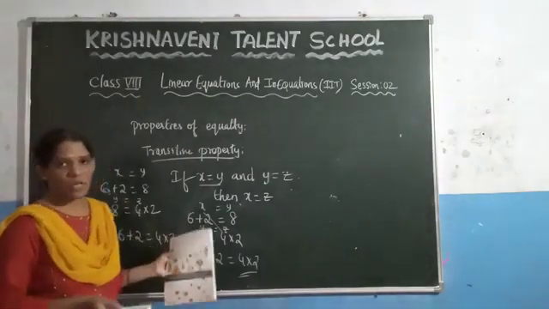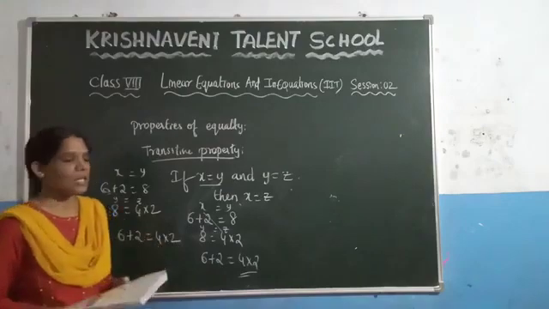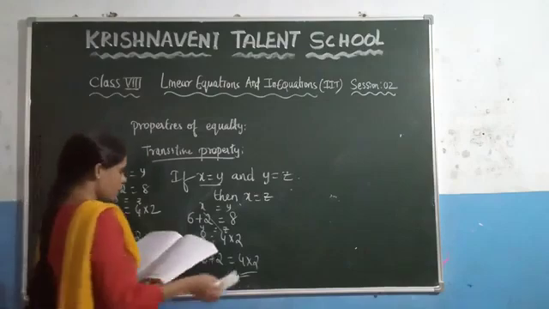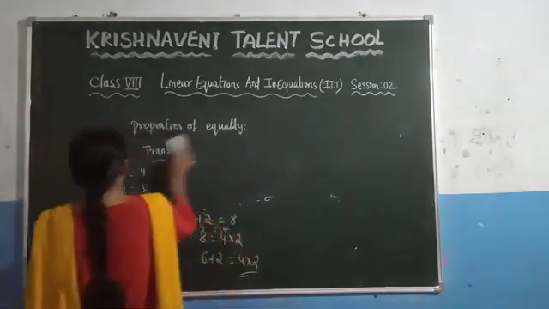What it states is, if x is equal to y and y is equal to z, then we can say that x is equal to z. Now see the next one, the additive property.